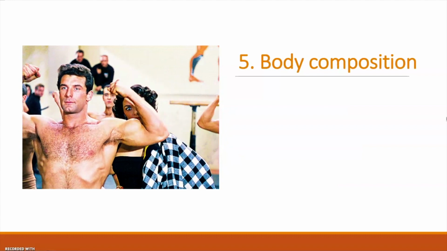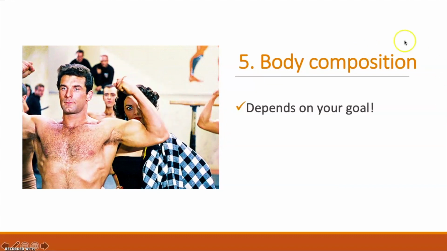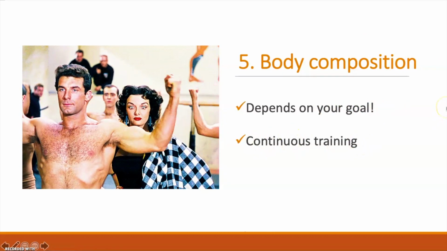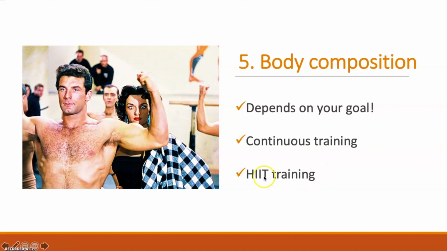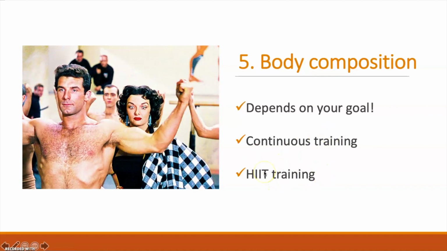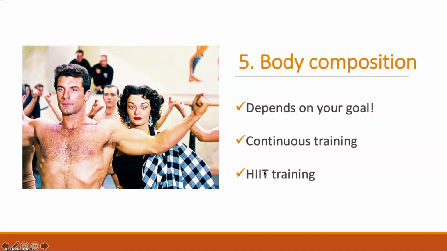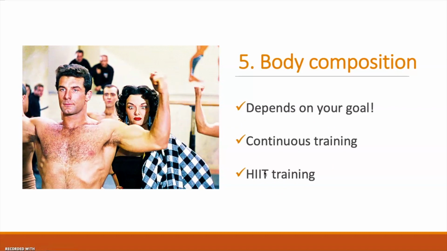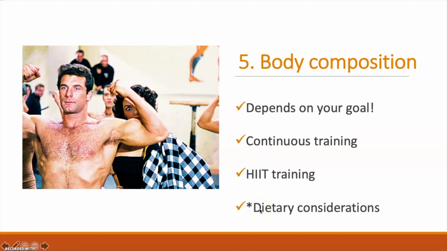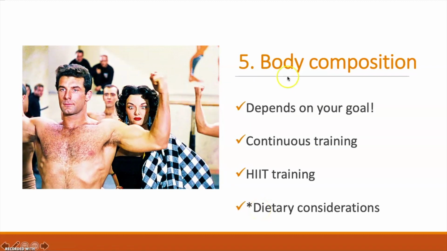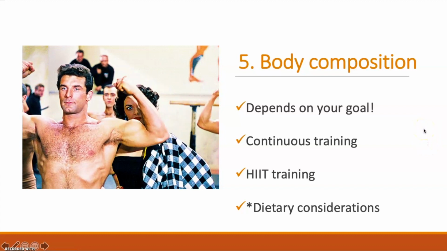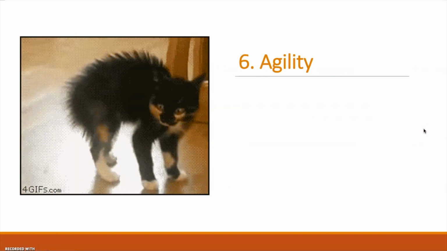How do we improve our body composition? This is a trickier question because this really depends on your goal. For example, if you'd like to lose fat, continuous training is a really good way to do that. High intensity interval training also helps with that, but it can also improve muscle at the same time. However, if your goal is to improve muscle mass, you might want to try things like strength training. Finally, your diet has a huge impact on your body composition, so use this to your advantage to achieve your goal.